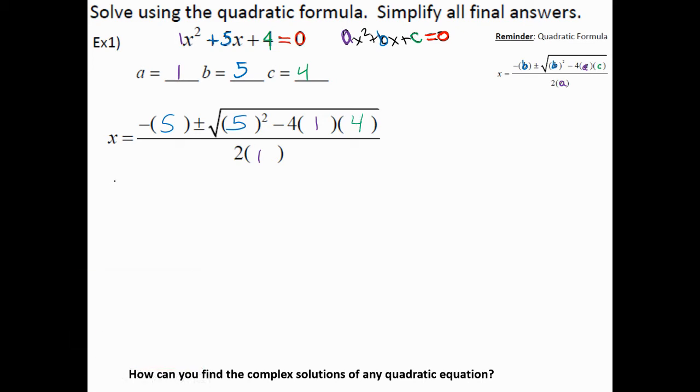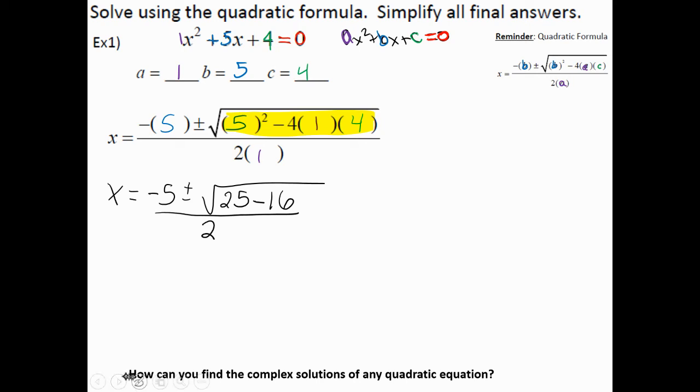Alrighty, so we're going to go ahead now and simplify this. In order to simplify this, I always do inside of that square root first. So I'm going to square it, and then I'm going to multiply these numbers together. The first part is just going to be a negative 5 because we only have one negative. 5 squared is 25 minus 4 times 1 times 4 is 16, all over 2 times 1 is 2.